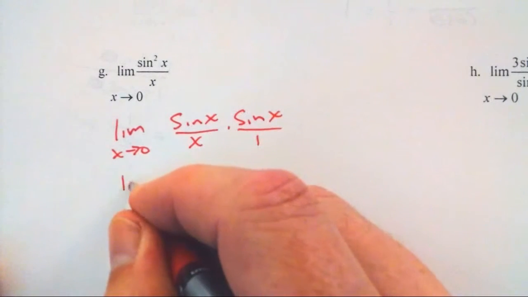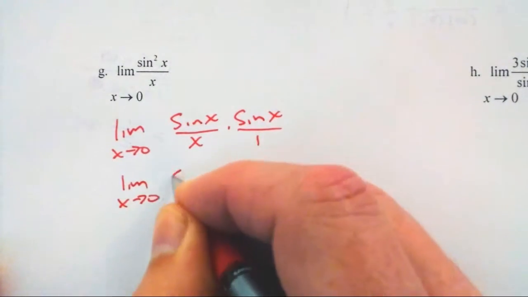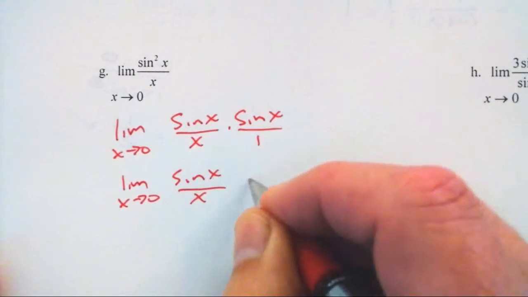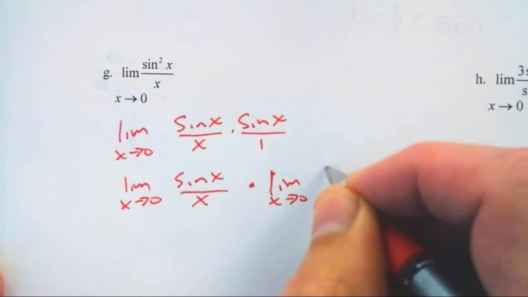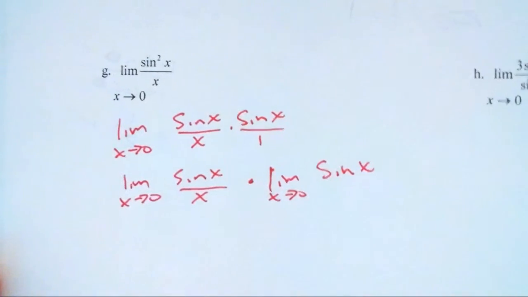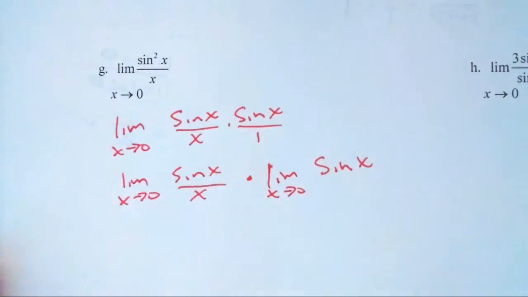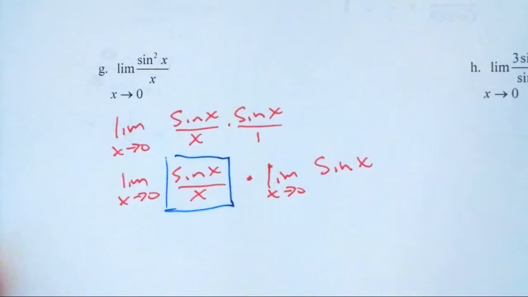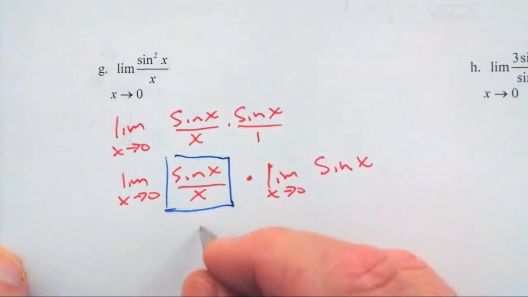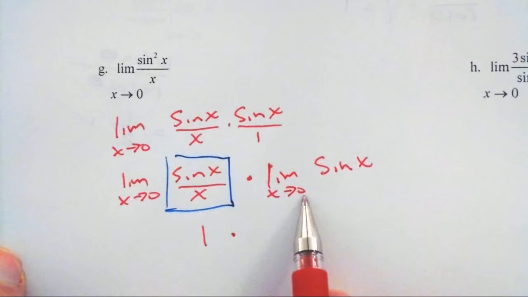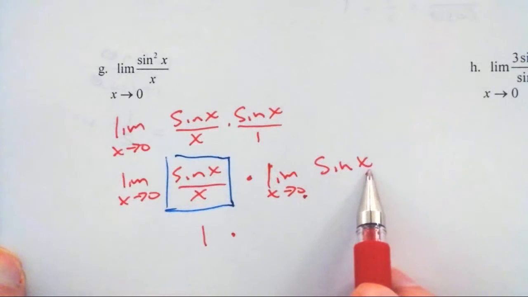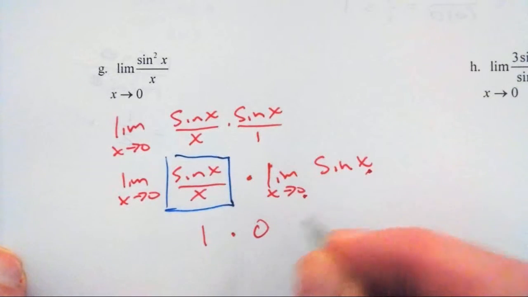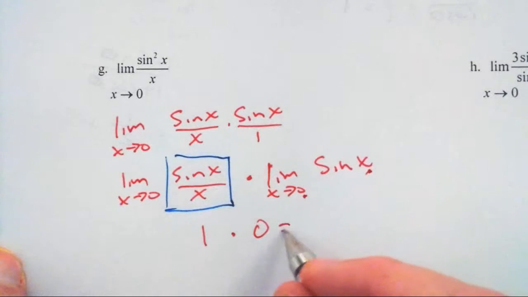So this is the limit as x approaches 0 of sine of x on x times the limit as x approaches 0 of sine of x. That's what I was going for. And I get 1 times, I can put 0 in now. Sine of 0 is 0. 1 times 0, that's okay. It's just bad when it's 0 on 0.